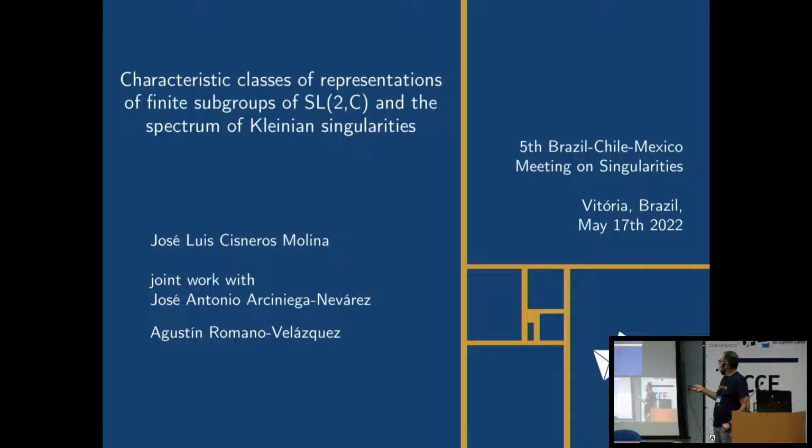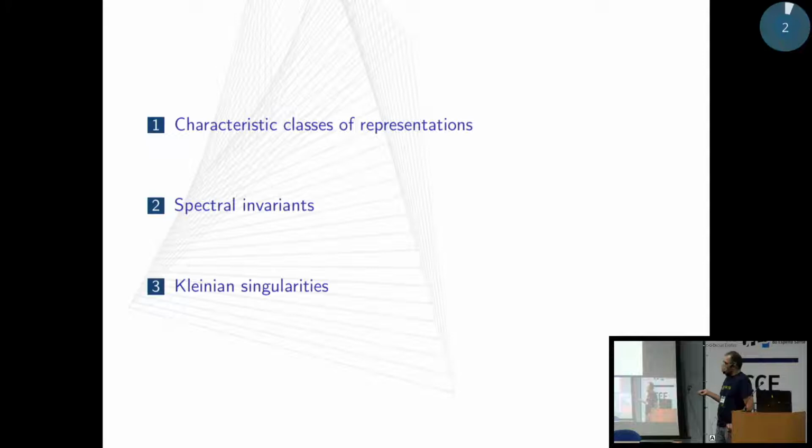And I will talk about a relation between characteristic classes of representations and the spectrum of Kleinian singularities. So the talk is naturally divided in three parts. First, I will talk about these characteristic classes, then about some spectral invariants, and finally, the case of Kleinian singularities.